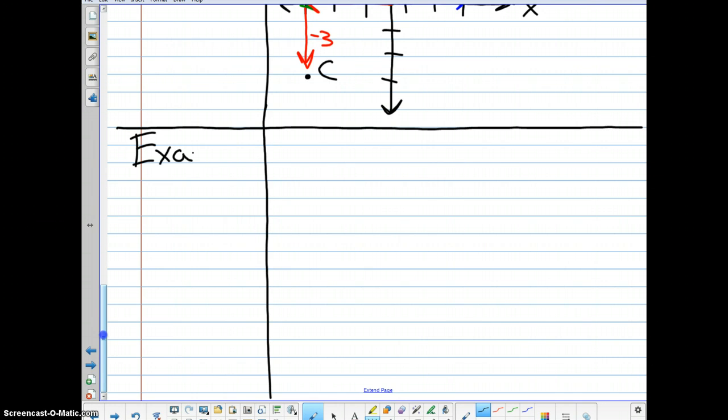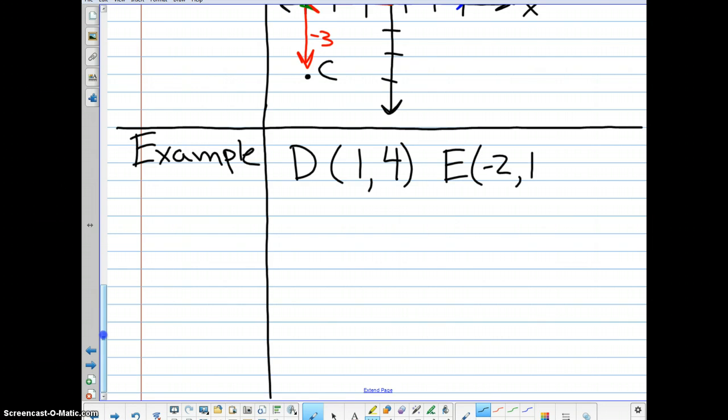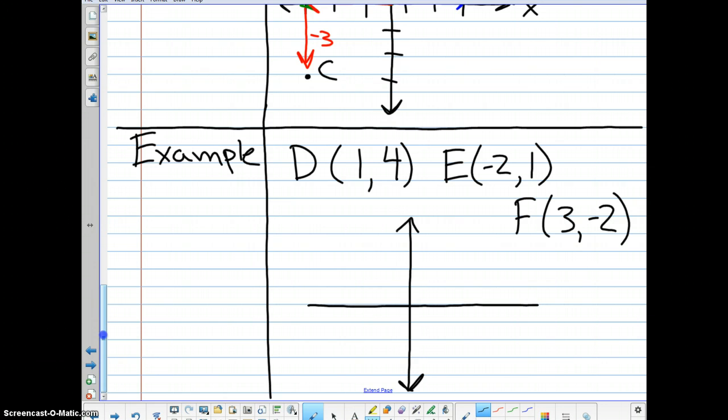One more example, and then off to the homework. Our example, I will give you the points now, and then you need to plot them on the coordinate grid. Our first point is going to be D, which is 1, 4. E is going to be negative 2, 1. And F is going to be 3, negative 2. Those are your points, and we should be drawing a coordinate plane.